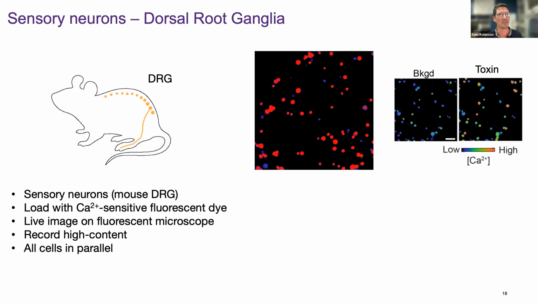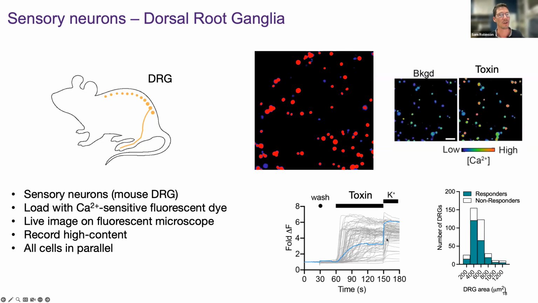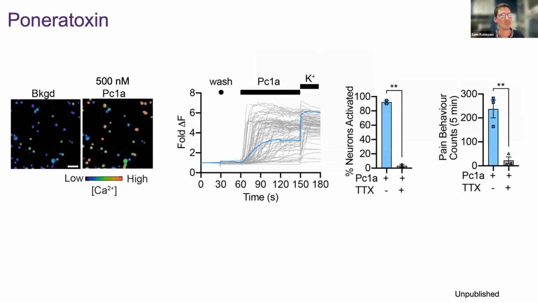And as I said, you can trace all of those cells in real time and see which ones are being activated. Each of these traces here represents an individual neuron. The colored one is the average. And you can also look at the subsets of neurons that are being activated by a given toxin. This can all give you clues about what the target of that toxin might be. You can also add blockers or agonists and look at how those can block the response or how the response compares.